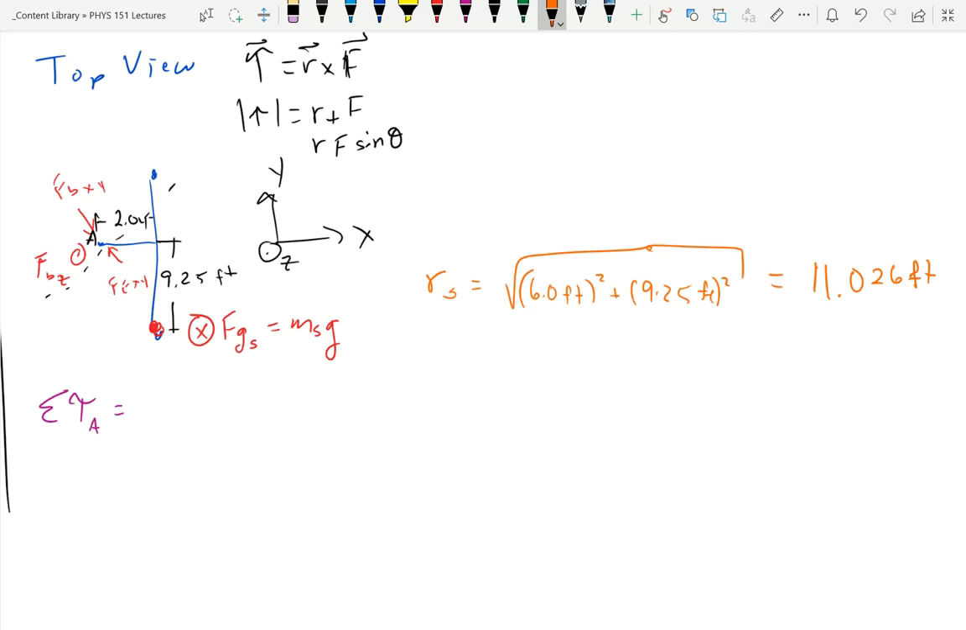is the perpendicular distance from where I'm summing the torques to where the force acts. Yeah, that's a question. Where is the 6 feet in the question? It's not in the diagram. Yes, it is. 2 yards is 6 feet. So it was from that triangle.